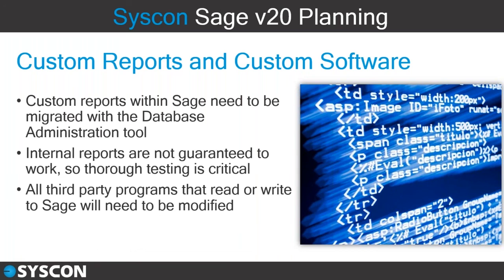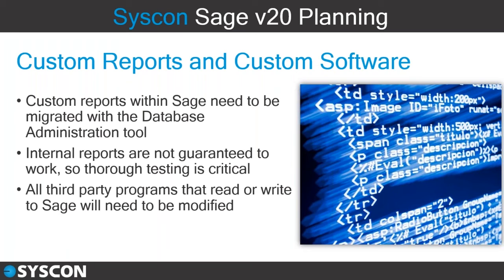Go through the list. All third-party programs that read or write to the Sage 100 Contractor database will need to be modified. Let me clarify what that means. Crystal reports, custom Excel spreadsheets that export or import data, integration pieces where you have another icon you click on and it looks at or grabs data from Sage 100 Contractor.